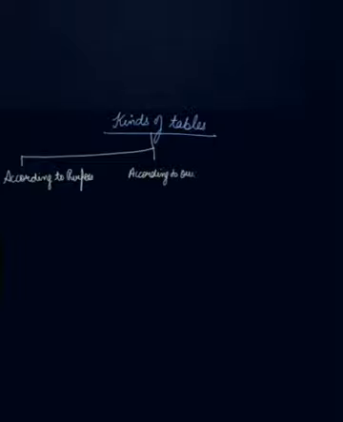In this video we will be studying the kinds of table. We have divided the kinds of table according to their works, according to how they are derived. So, according to the purpose, then according to originality, then according to construction.